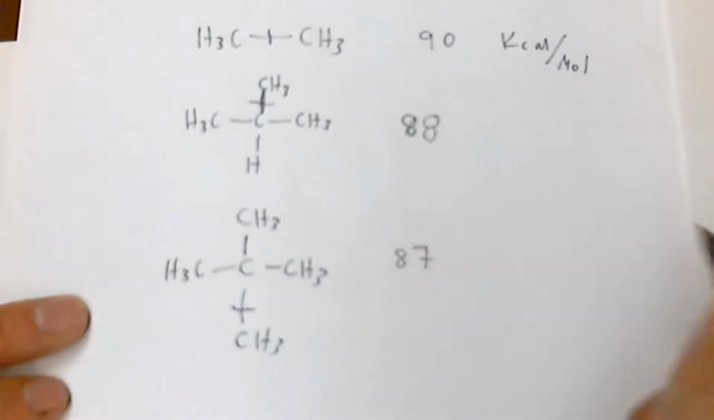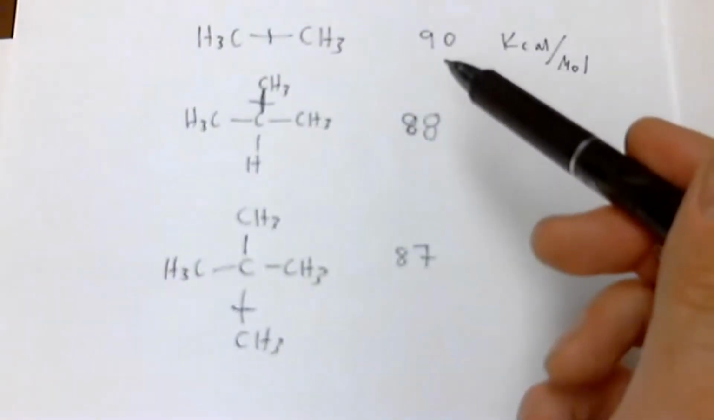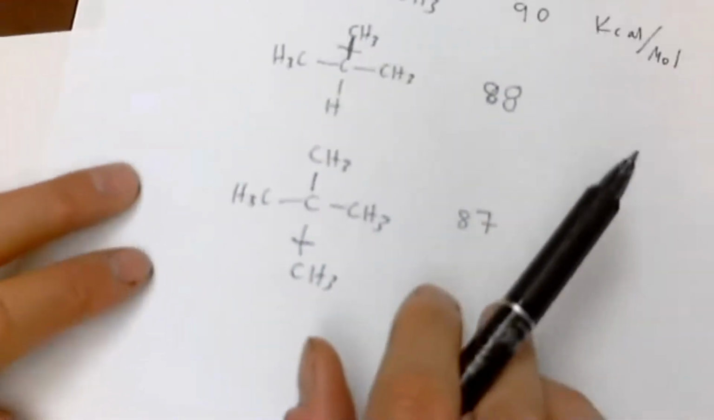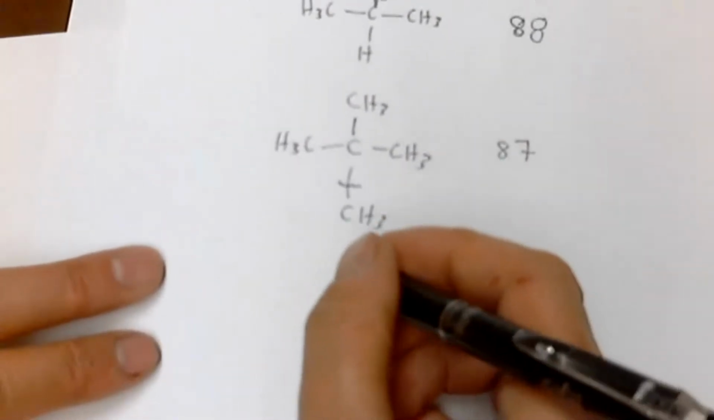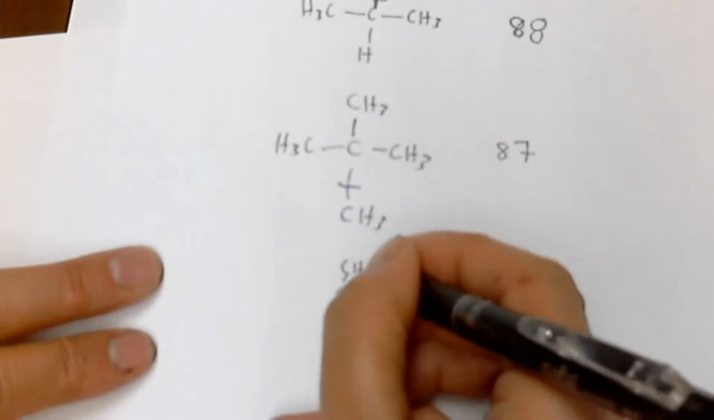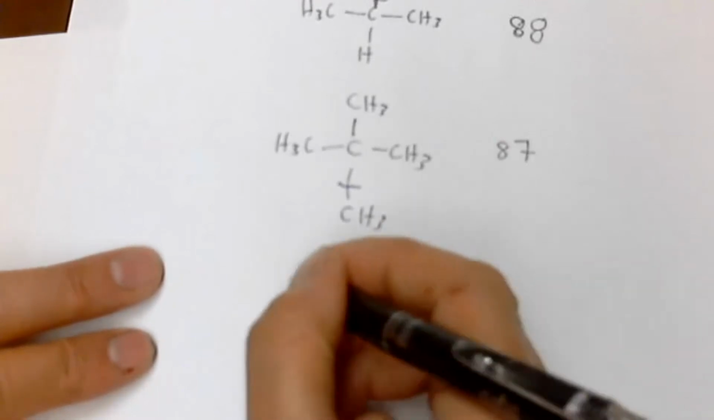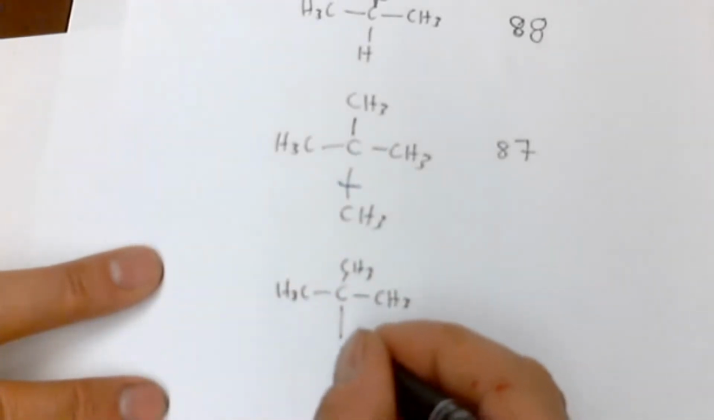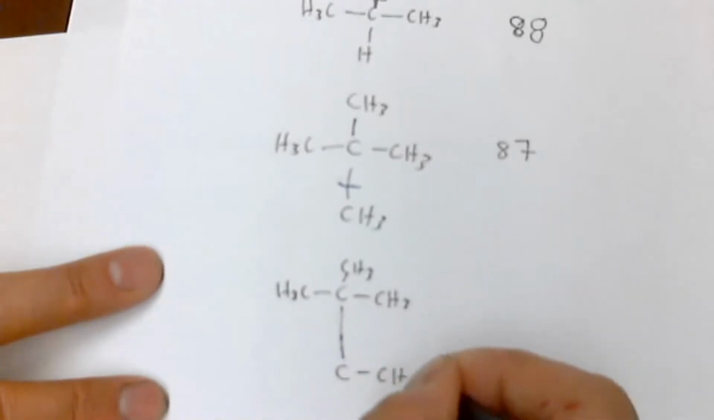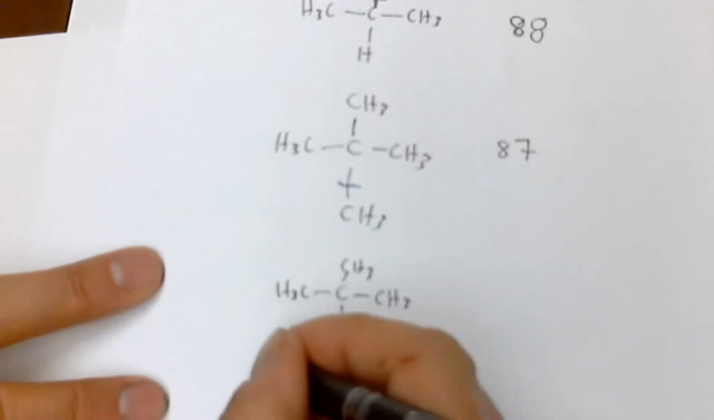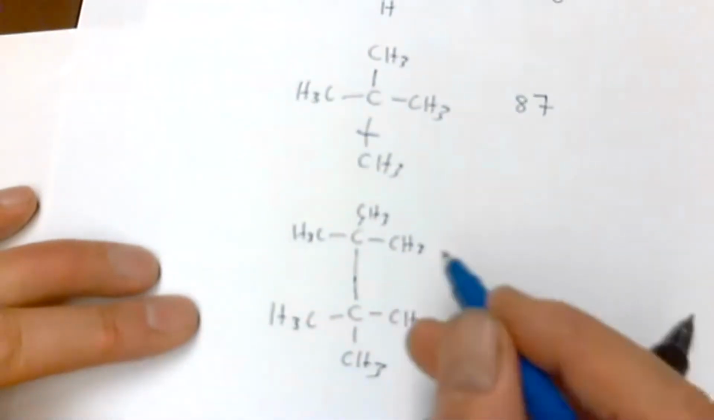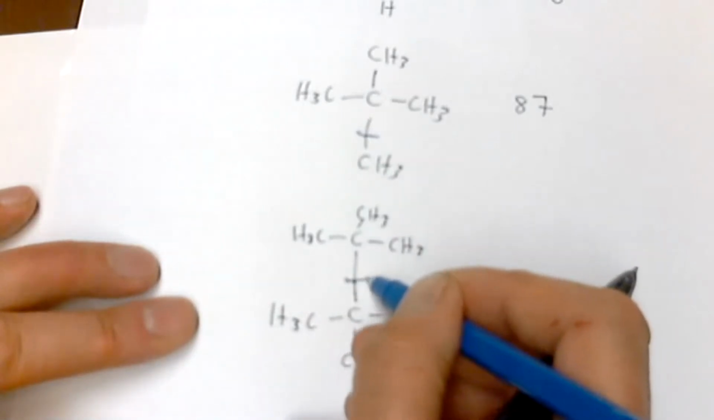So we're seeing a trend here, right? These bonds are going from strong to weak as we go down. Let's do another one. Now this is the crazy one. We have CH3, CH3, CH3, then here CH3, CH3, CH3. We cool with that? This is the bond we're going to cleave. Little squiggly right there.